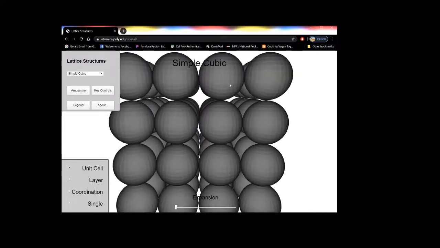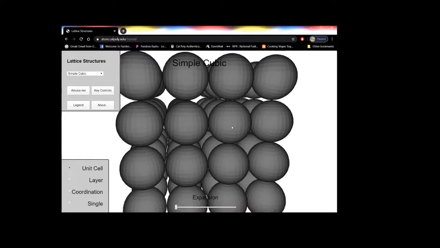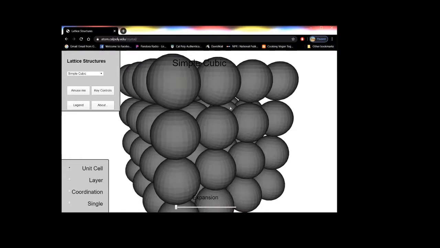I actually think it's easier to see on this face, where I can see clearly there's one above, one below, one to the right, one to the left, that are all the same distance away. This one that's diagonal is further away, so it's not a nearest neighbor, so it doesn't contribute to the coordination number. But this one above, below, to the right, and to the left, those are all the same distance away, as is the one behind it.